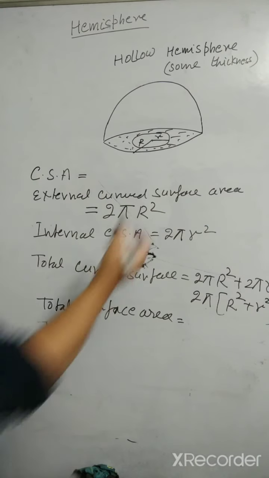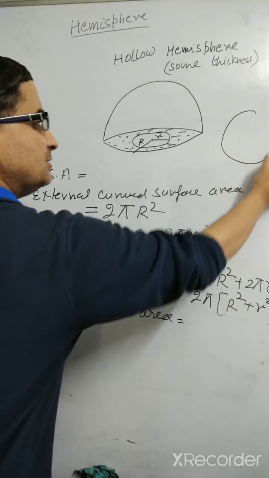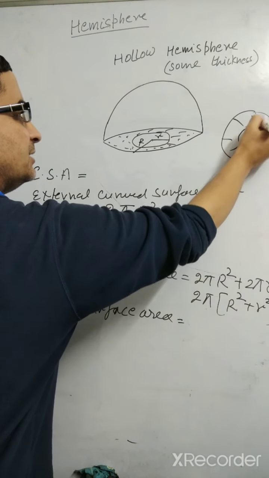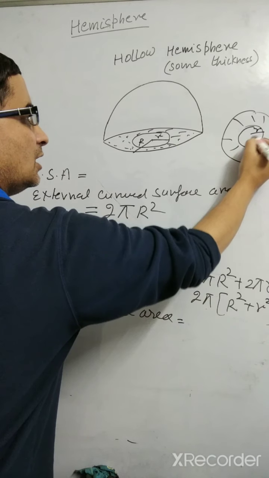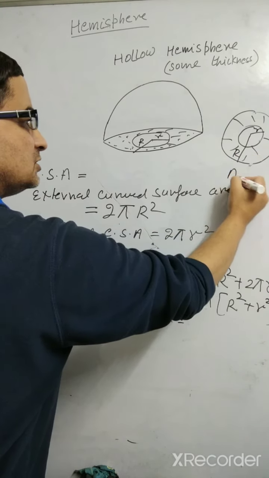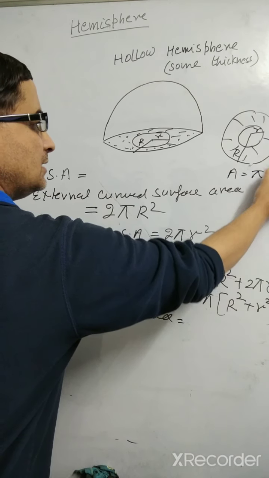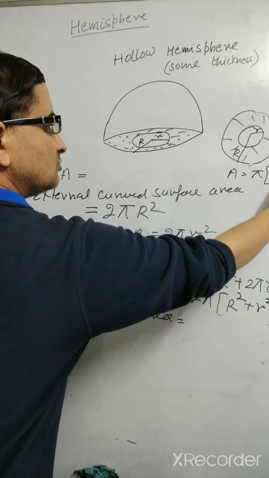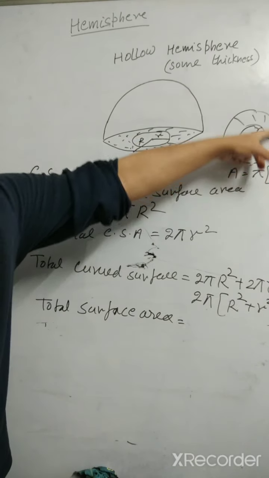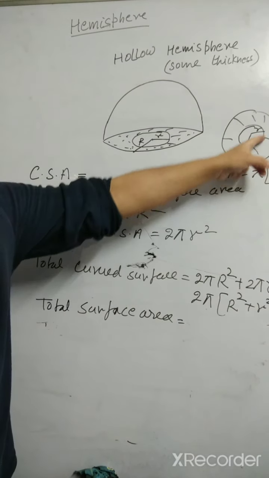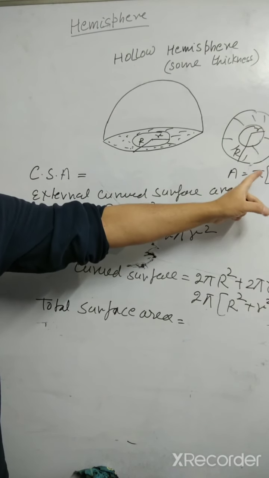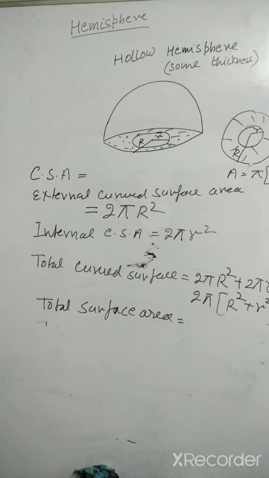What will be the area of this base? The base will be somewhat like this. If you see, this is the base. This is small r and this is capital R. So its area will be how much? Area of this will be pi into capital R square minus small r square, right? From the area of the bigger circle subtract the area of this circle, because this part is hollow. So take pi common, then pi times R square minus small r square.